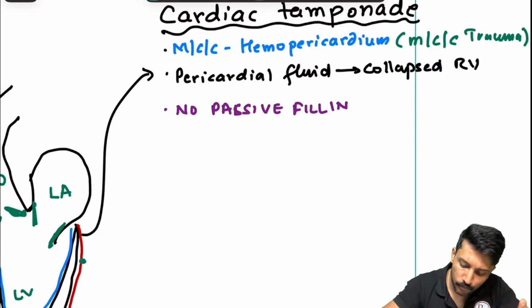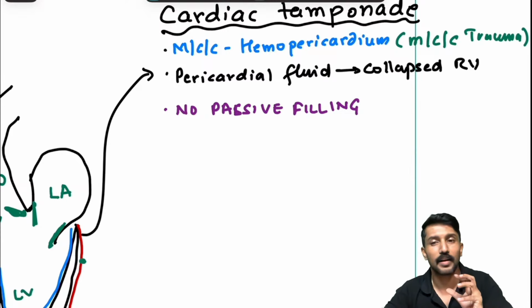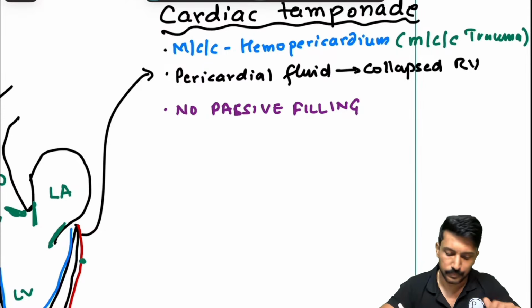The wave of passive filling on JVP is the Y descent. So in constrictive pericarditis, we had the Y descent present. Here, the Y descent will be absent.